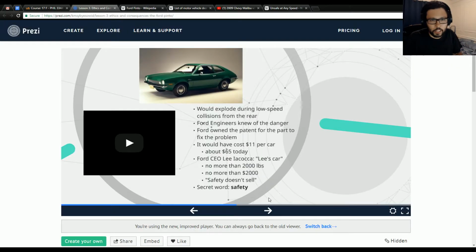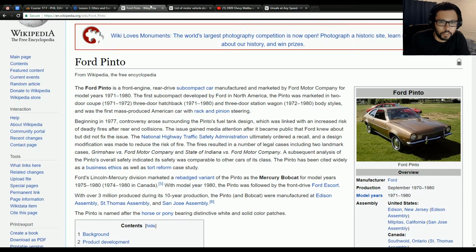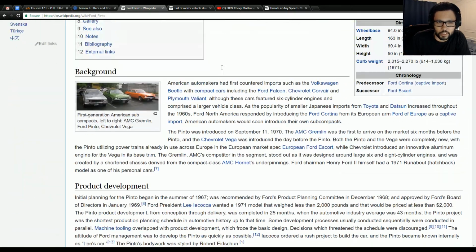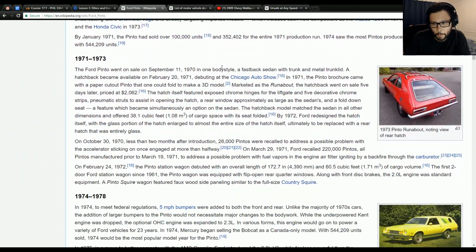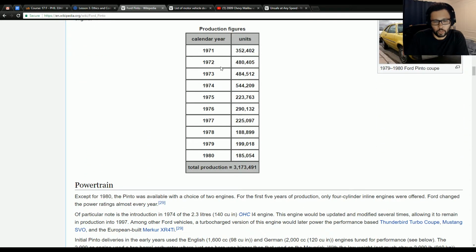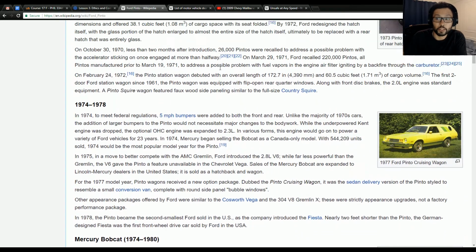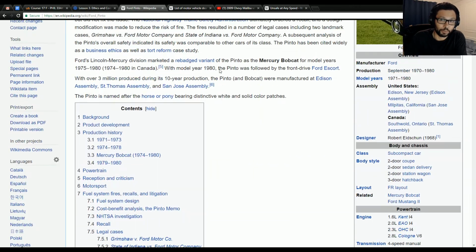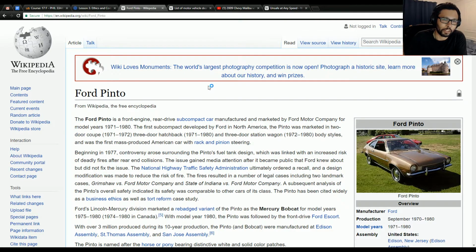Safety doesn't sell. So let me give just a little bit of context here about the Ford Pinto. This is, again, released in the early 70s. And there's an economic recession. There's these foreign competitors coming onto the market that are sort of pushing Ford out of their comfortable business.